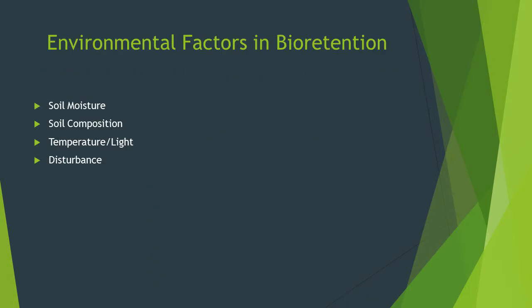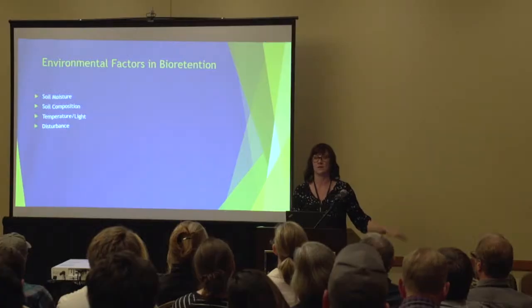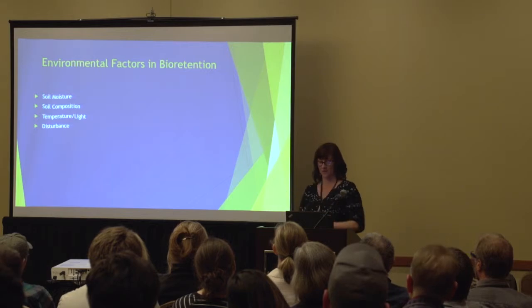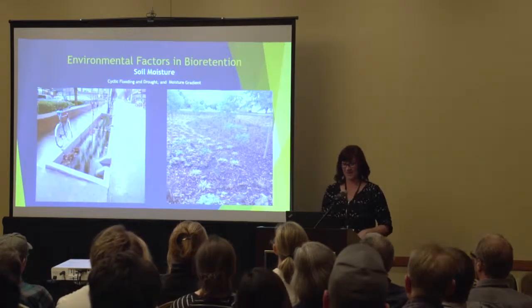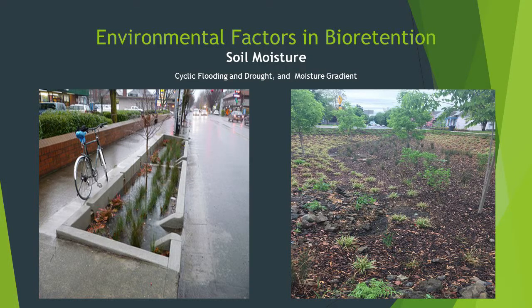And shifting gears a little, I'm going to talk about some of the environmental factors that affect plant health and survival in bioretention cells. And this talk focuses just on the 4 important factors for plant health and survival. So this is not a water quality talk, this is a plant health and survival talk. So the first factor is soil moisture. Soil moisture is vitally important.